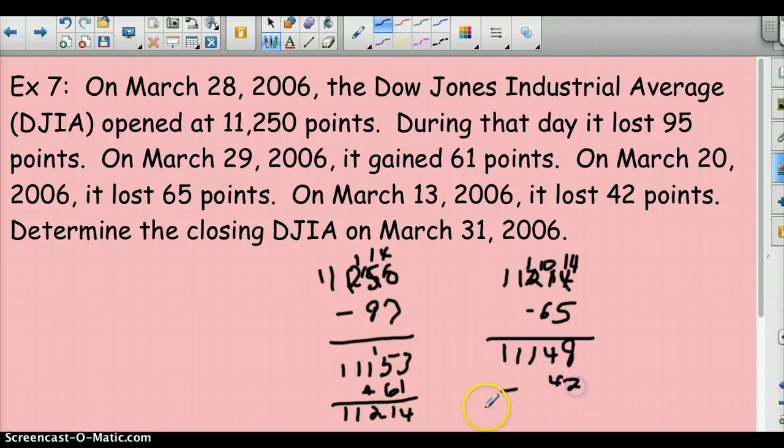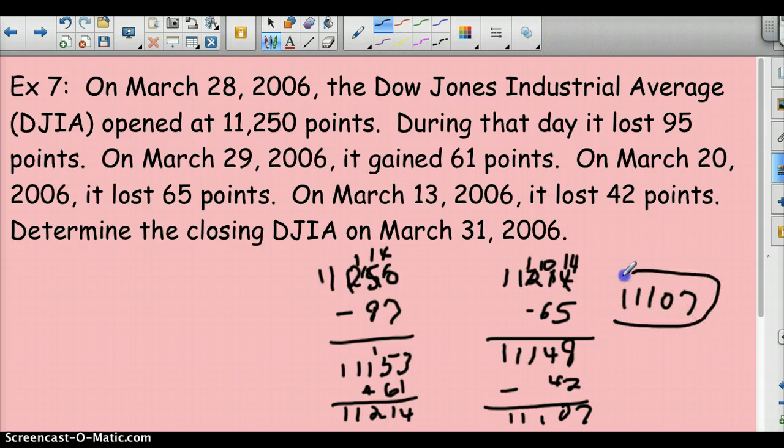And on the last day, it lost 42 points. This is an easy move, because no borrowing is necessary. 9 minus 2 is 7. 4 minus 4 is 0. And the 1s carry. 111,107, excuse me, is the final answer.